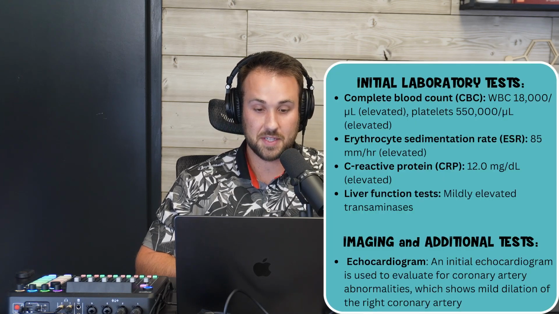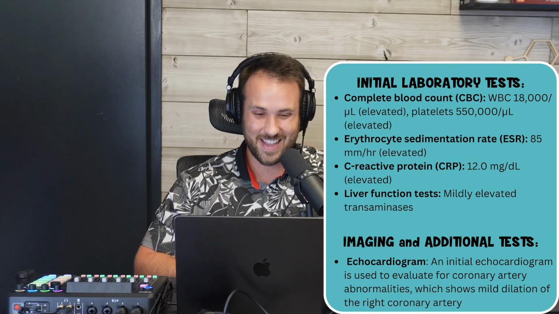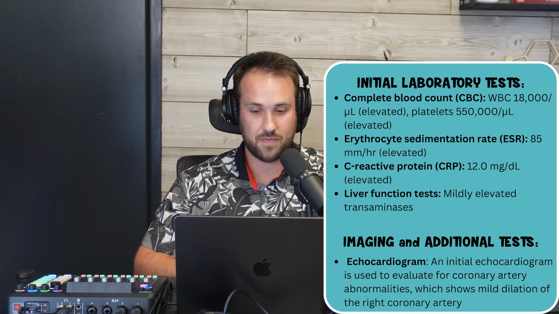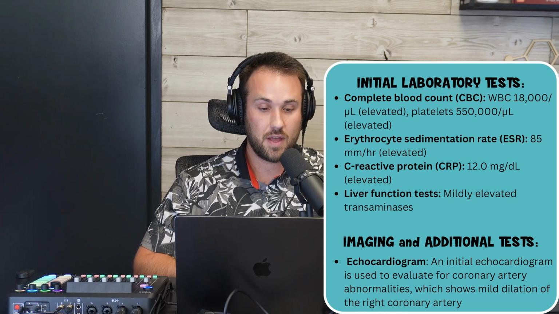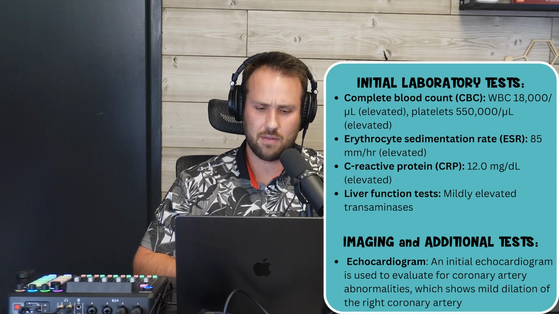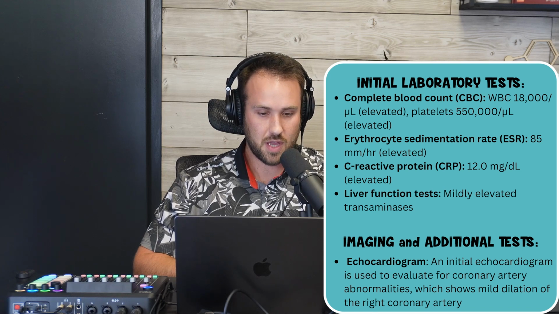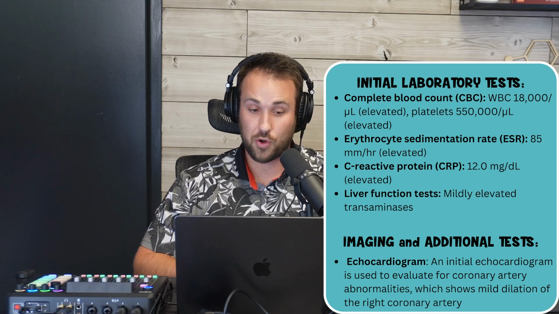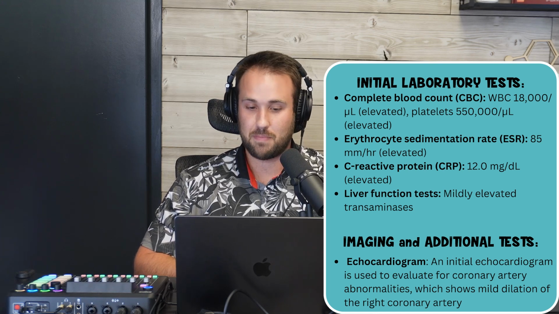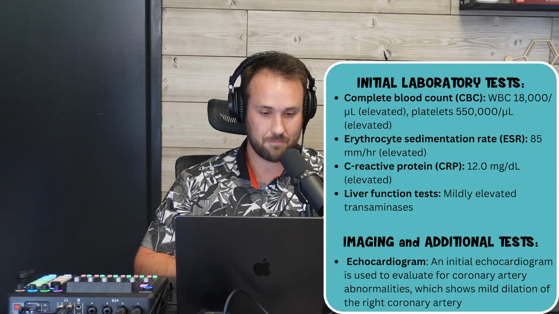For lab testing, we get a CBC back. The white count is 18,000. Platelets are 550,000. ESR is 85. CRP is 12. And liver function tests are mildly elevated. Imaging and additional tests, we get an echocardiogram. An initial echocardiogram is used to evaluate for coronary artery abnormalities, which shows mild dilation of the right coronary artery. So, Zach, we know we have a young patient here, a lot of pretty nasty stuff going on. What do you think is going on? What type of vasculitis? And then how do you approach it?